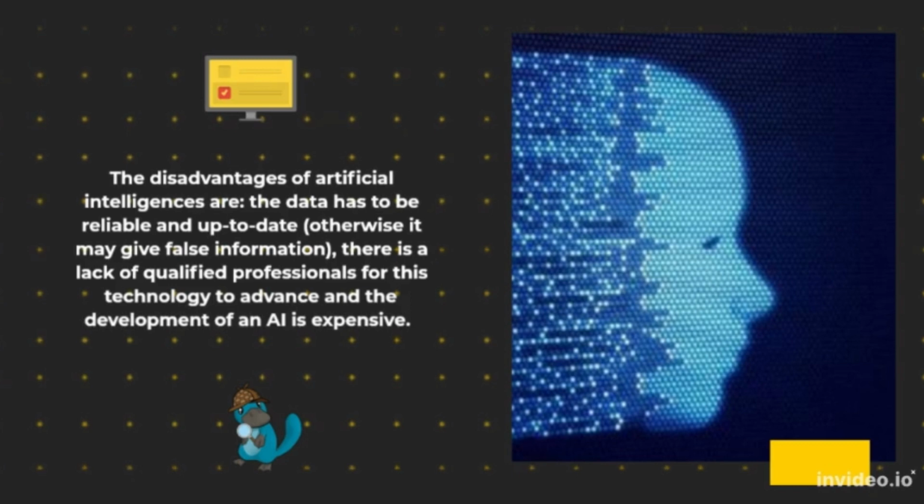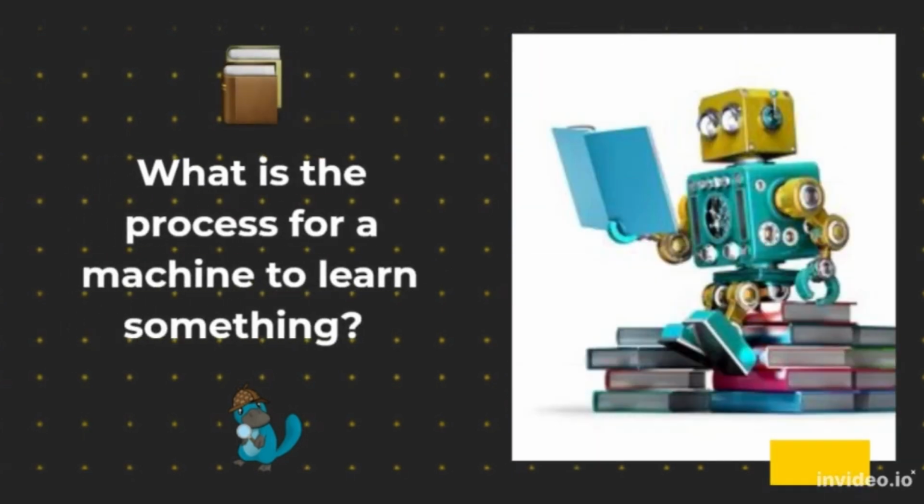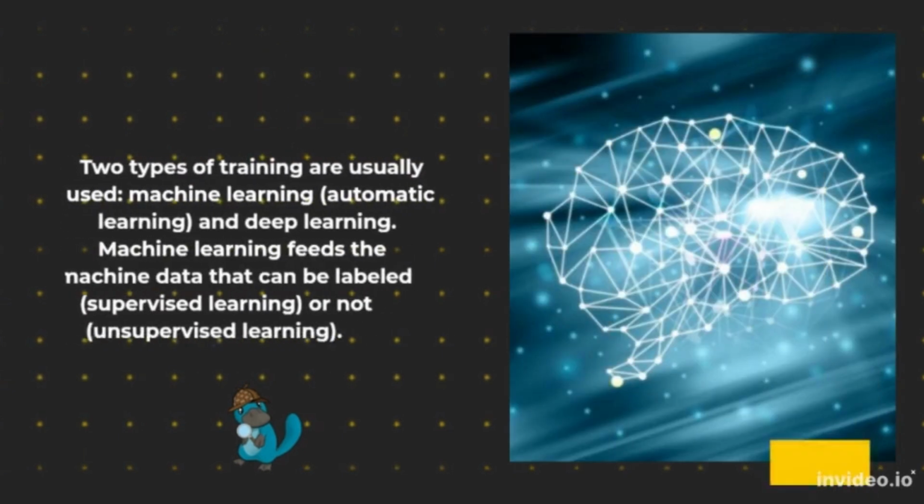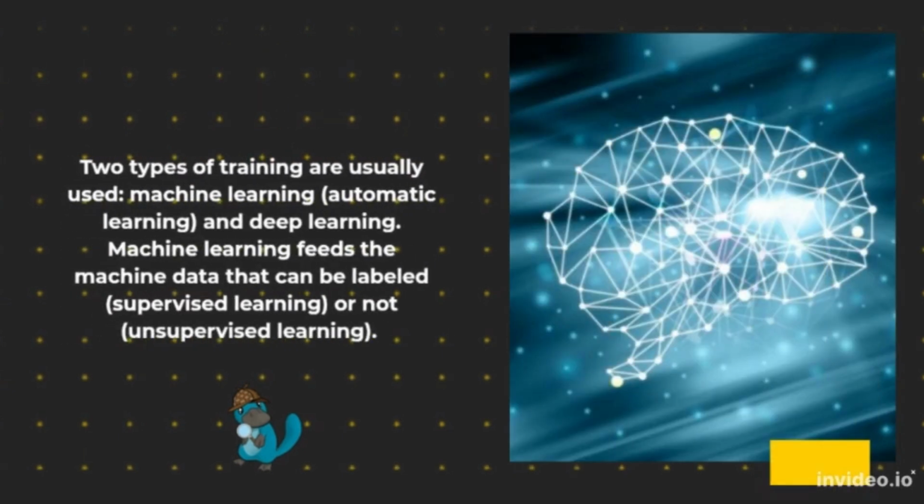What is the process for a machine to learn something? Two types of training are usually used: machine learning, or automatic learning, and deep learning. Machine learning feeds the machine data that can be labeled, supervised learning, or not, unsupervised learning. Deep learning is based on imitating the neurons of the human brain and structures them in layers.